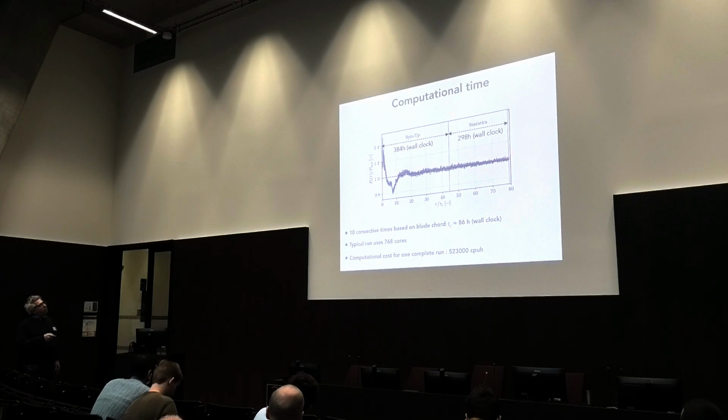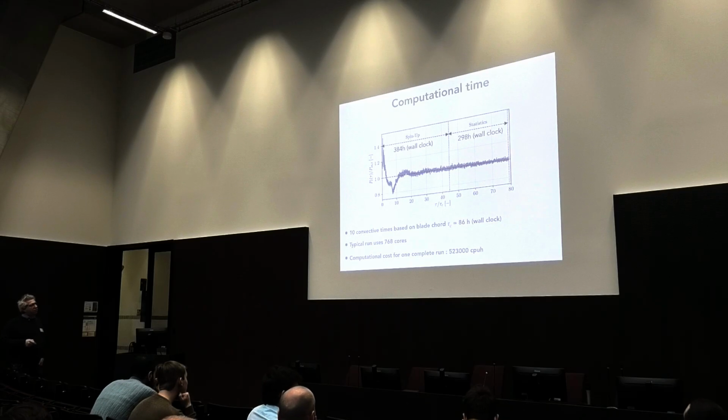And when you reach a time of about 43 here, you dump all in the trash and you begin to collect the new statistics. So you remove all the transient part of your computation and you gather the statistics. Typically, it was 384 wall clock hours and about 300 hours for the statistics gathering. 10 convective times on LUMI using 768 cores takes 86 hours wall clock. So the computational cost for one complete run is about 500,000 CPU hours.